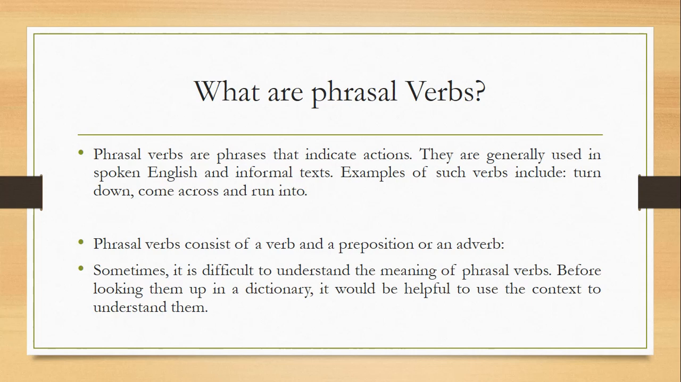Now, phrasal verbs are comprised of a verb and a preposition or an adverb. Sometimes it is difficult to understand the meaning of phrasal verbs. Before looking them up in a dictionary, it will be helpful to use the context to understand them. So if you read the whole sentence or the whole paragraph, you can guess the meaning of a phrasal verb because its meaning, again, like idioms, is different from the meaning of its individual words.